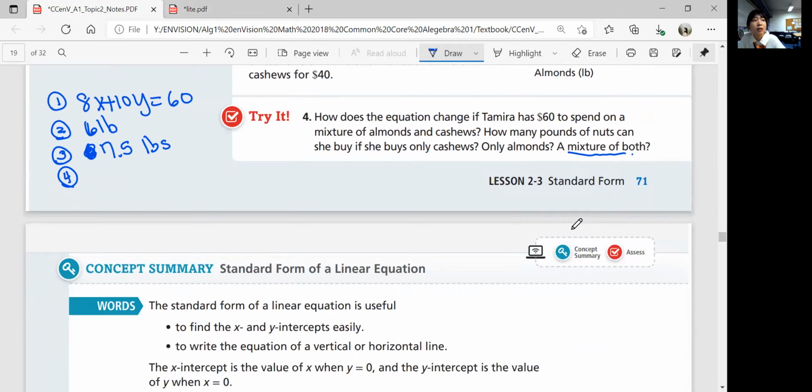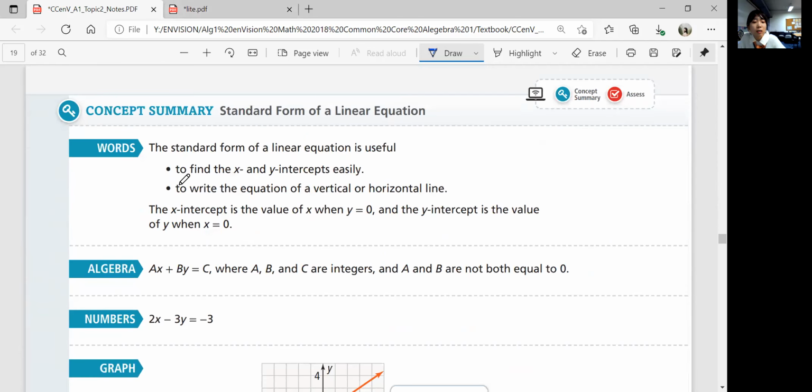All right, let's summarize our lesson. In this lesson, we learned the standard form of a linear equation. The standard form of a linear equation is useful to find the x and y intercepts of the line very easily. And you can use it to write the equation of a vertical or a horizontal line faster. And the x-intercept is the value of x when y is equal to 0. Remember that. And the y-intercept is the value of y when x is equal to 0.